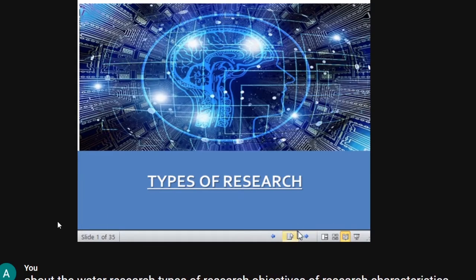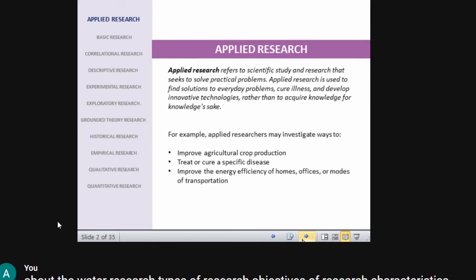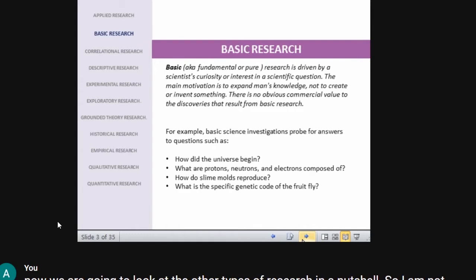So let's move on. The first one is applied research. We have discussed this already. Applied research refers to scientific study that seeks to solve practical problems, whereas basic research is just gathering knowledge for knowledge's sake. It is done based on the curiosity of the researcher. I have discussed these two in detail in the previous class, so I am not going to discuss them again in this class. I will move on to the next type of research.